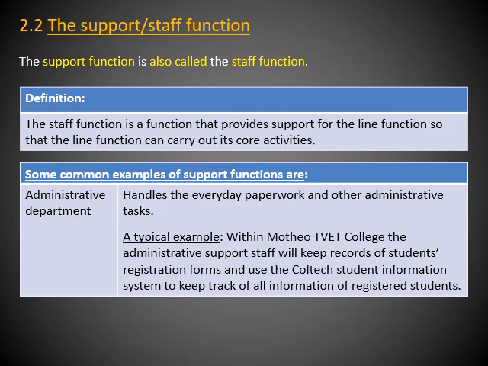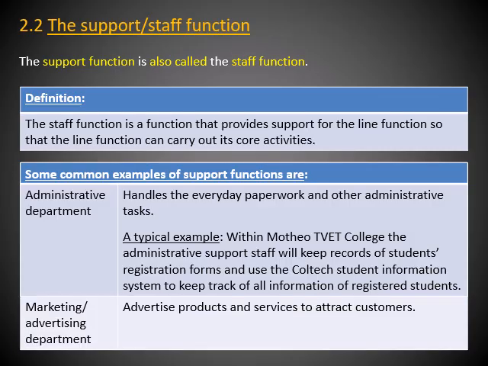So that is one typical example I can give you in terms of an administrative department within Moteo TVET College. Then we also have a supporting function like marketing or advertising. That department has to advertise products and services. In other words, they have to make the general public aware of the products and services offered by a particular company. Why? In order to attract prospective clients or customers to come to the company to make use of the products and services or to buy them.